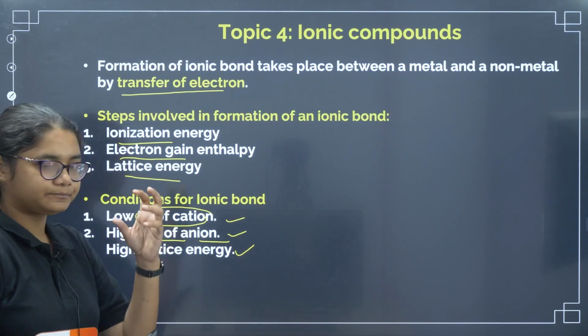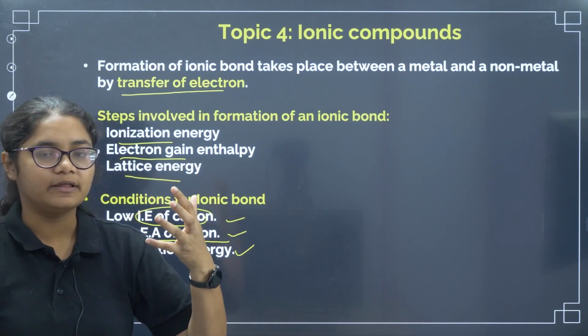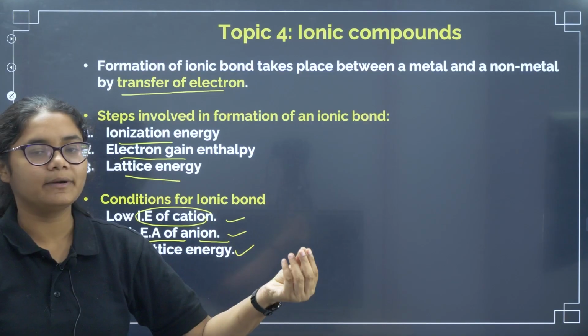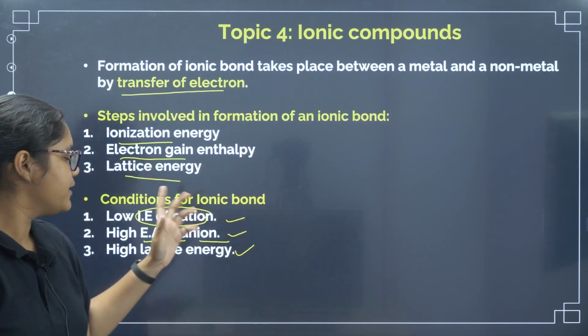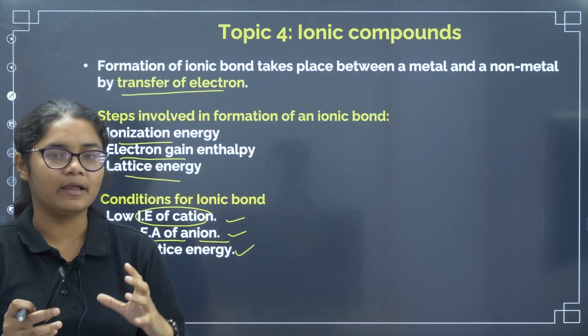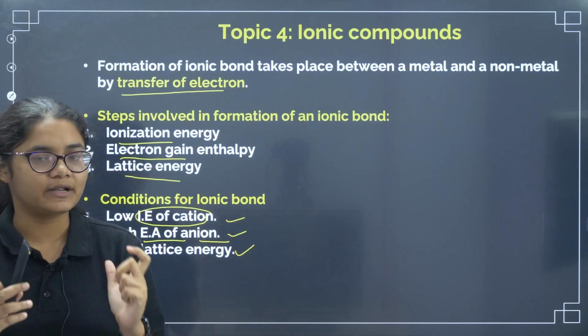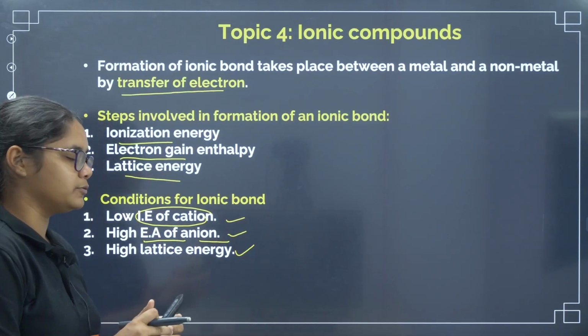So it means the anion, or the non-metal, should be able to gain the electron, it should become stable, it should release more energy, and when the cation and anion combine, there should be loss of energy so that the molecule is stable, so lattice energy should be high.